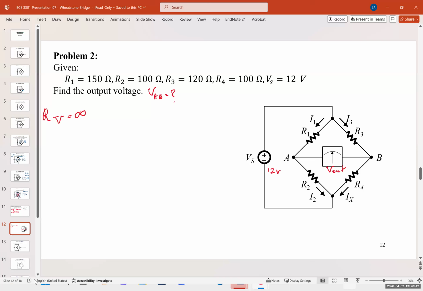And assume that the voltmeter is an ideal voltmeter, by the way.